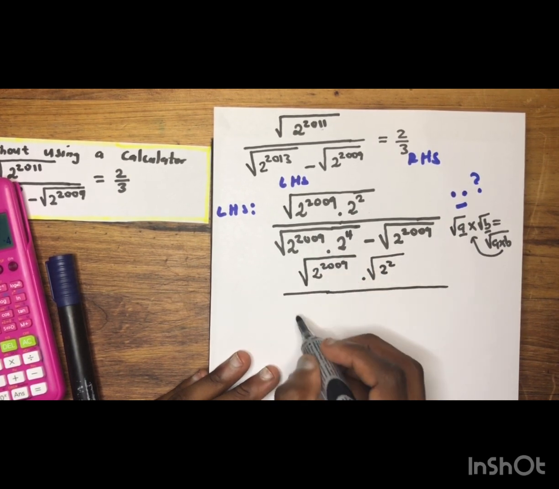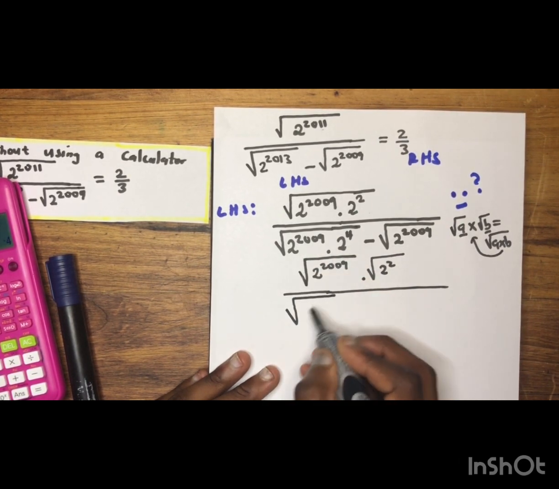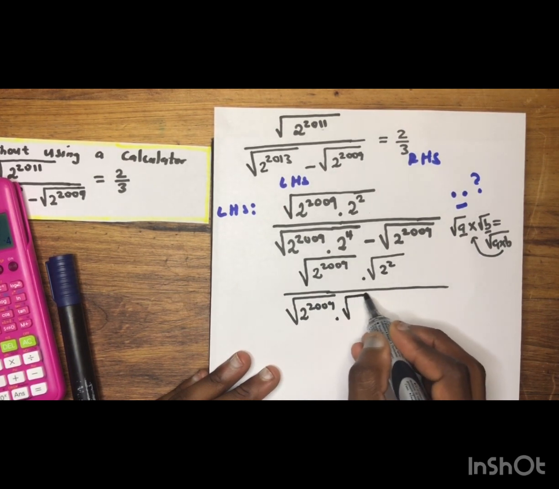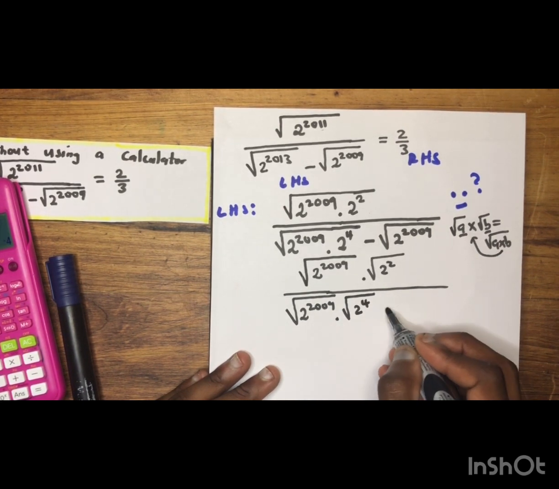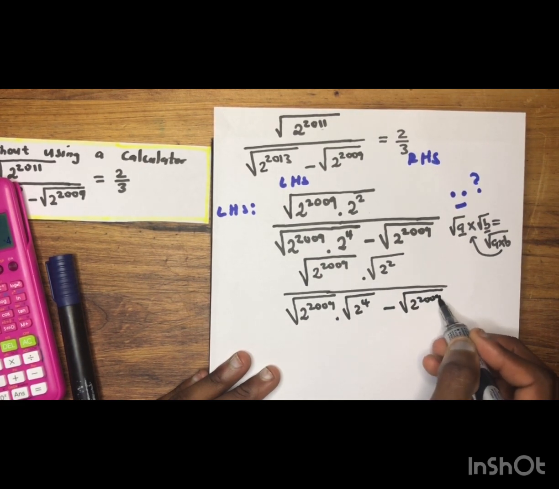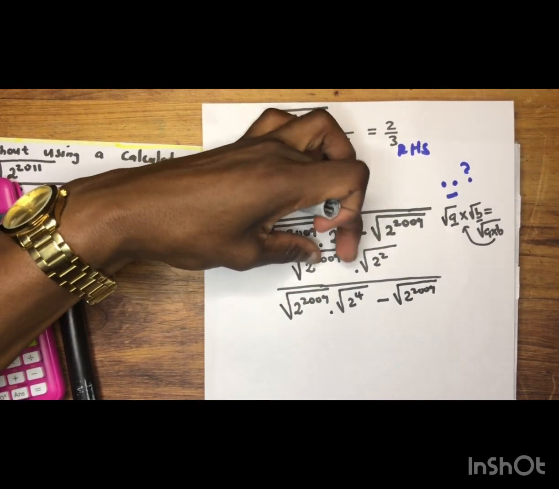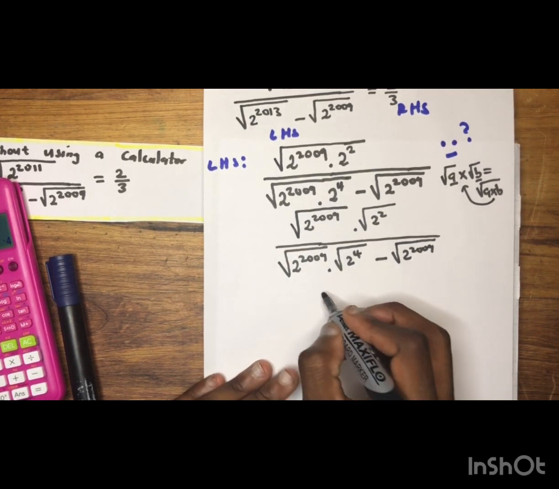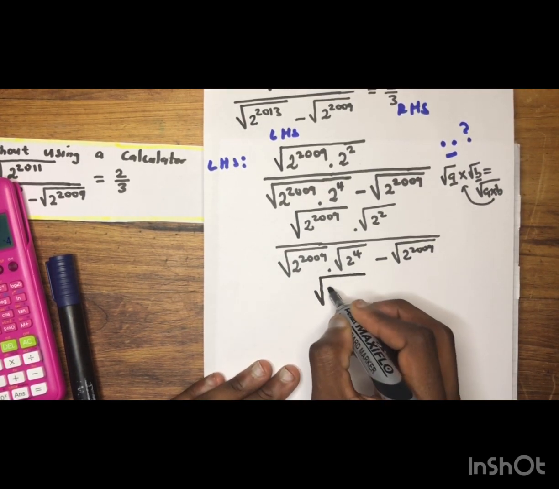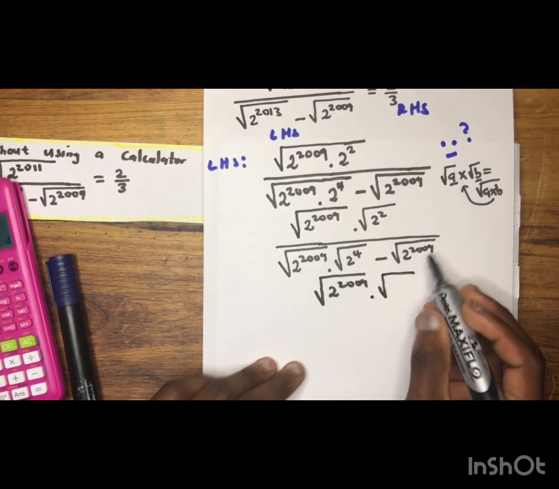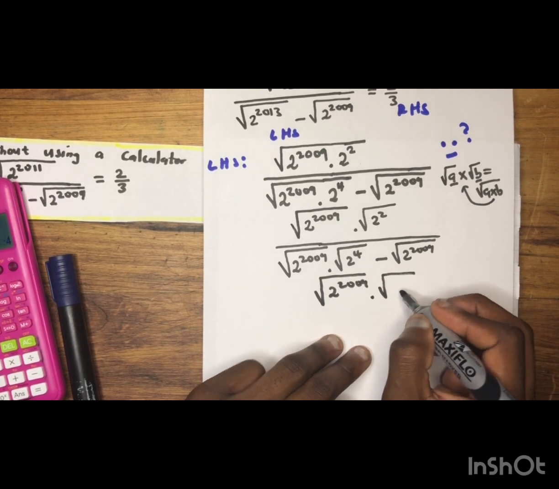Then we split again here. We have 2 to the power 209 times 2 to the power 4 minus 2 to the power 209. So now this one is the product. We are going to keep it as it is. So we are still here having square root of 2 to the power 209 times. Now we all know that 2 squared will give us what? 4.